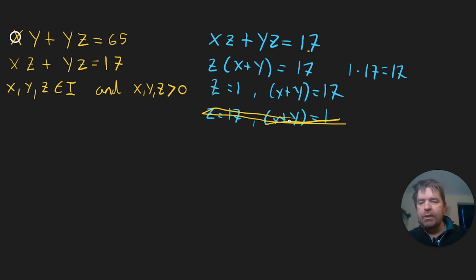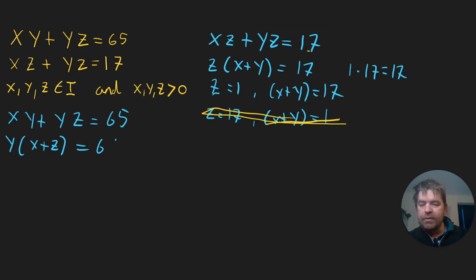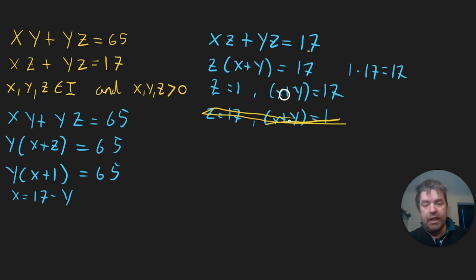All right, and now we can go on to the next equation, this one here. So we have xy + yz = 65, and we will take y outside of a parenthesis, so y(x + z) equals 65 still, and we know that z equals 1, so y multiplied by (x + 1) equals 65. But we also know that x + y equals 17, so therefore x must be equal to 17 - y. We isolated x up here, so we can introduce that. y multiplied by (17 - y + 1) equals 65.